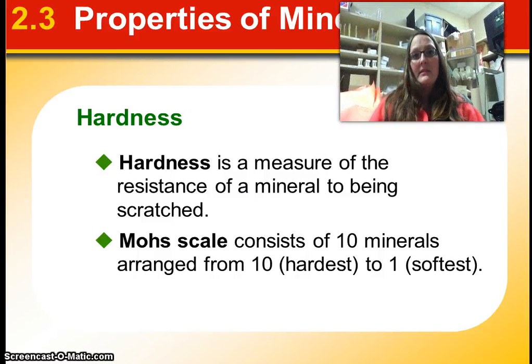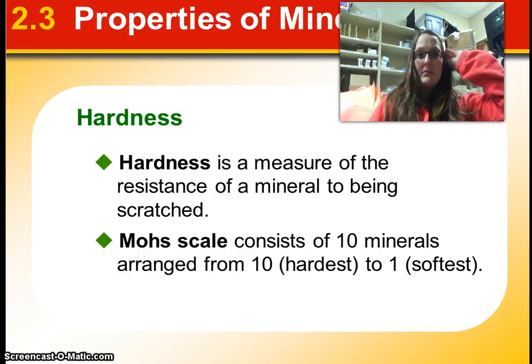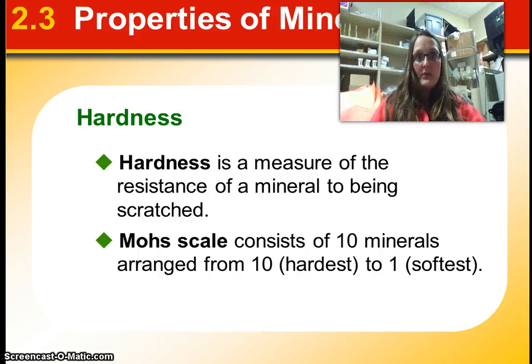Okay, hardness. It's the resistance to being scratched. Some of these things you're going to be able to scratch with your fingernail, and other things, like a diamond, you're not going to be able to scratch at all. And we use the Mohs hardness scale, which is 1 to 10 for who's the hardest.